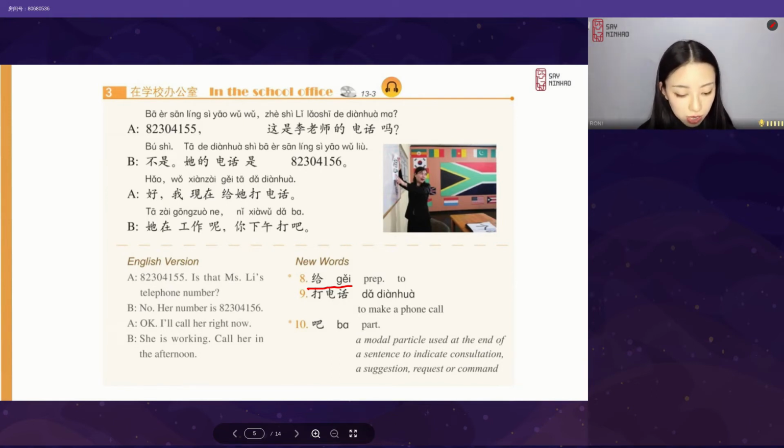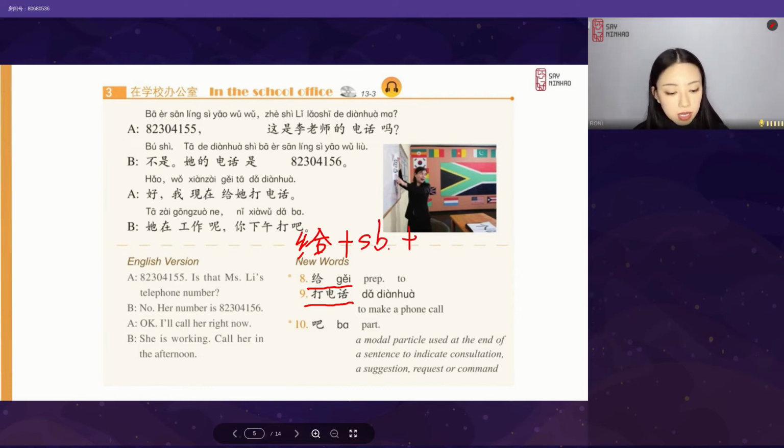Okay, to. Next word is 打电话。打，电，话，打电话。Read after me, please. 打电话。It means to make a phone call. And when I say call my mom, I will say 给妈妈打电话。Okay, so we can see here is the structure of how to say call someone. It actually is 给 plus somebody and plus 打电话. So 给妈妈打电话 is to make the phone call to my mom, right? To my mom. So that's why 给 is to.